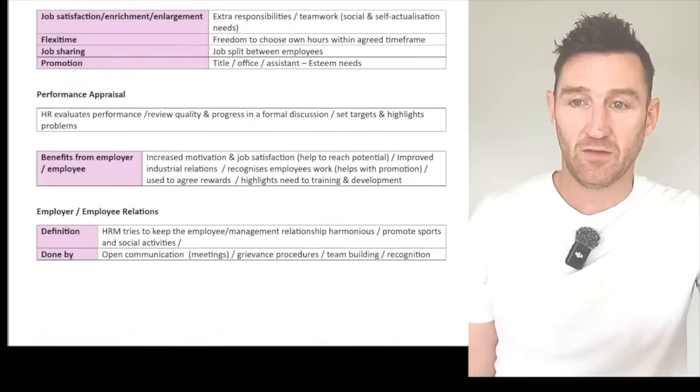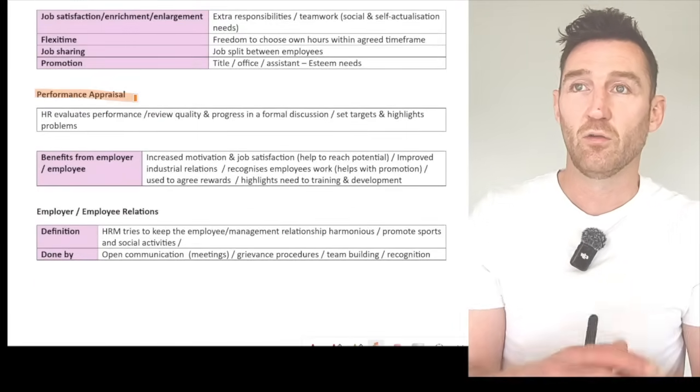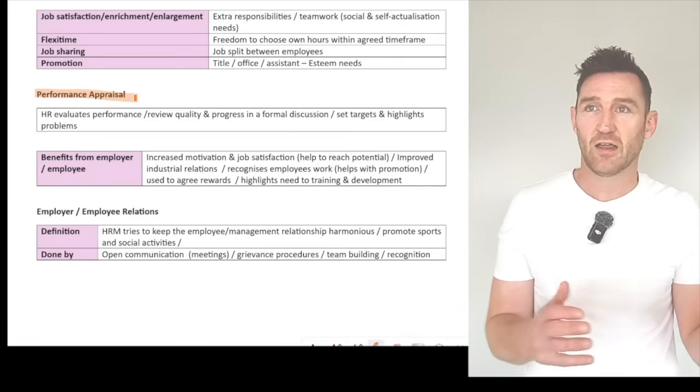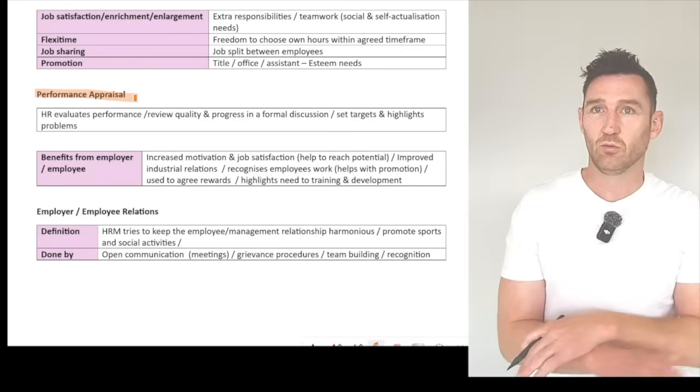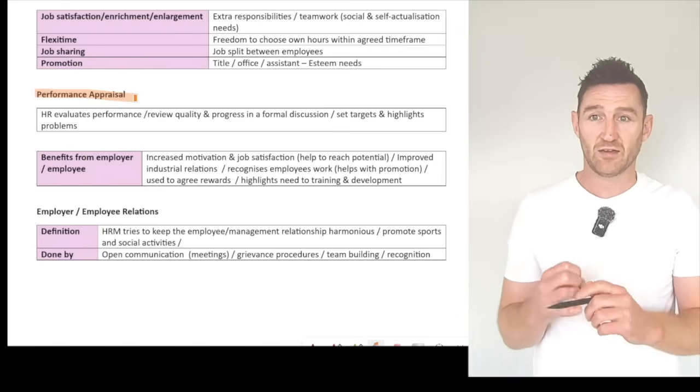Performance appraisal is the other one there that I'd be very tight on. So I wouldn't cut any corners here with HRM, but appraisal and training and development, you would be mad not to know inside out. So with performance appraisal, being tight on that definition.